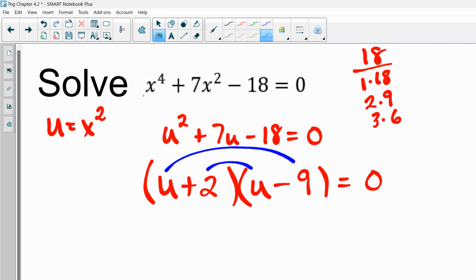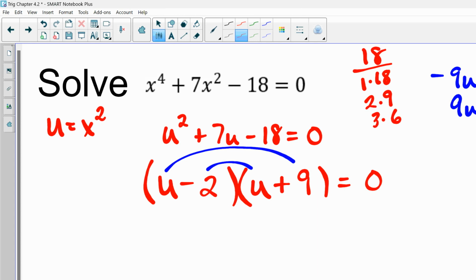u times -9 is -9u. 2 times u is plus 2u, giving us -7u. Well, that's almost what we want. It is the correct number, but wrong sign. In which case, all we need to do is flip the signs. Because if we flip the signs, u times 9 is now 9u. -2 times u is -2u, giving us a positive 7u.